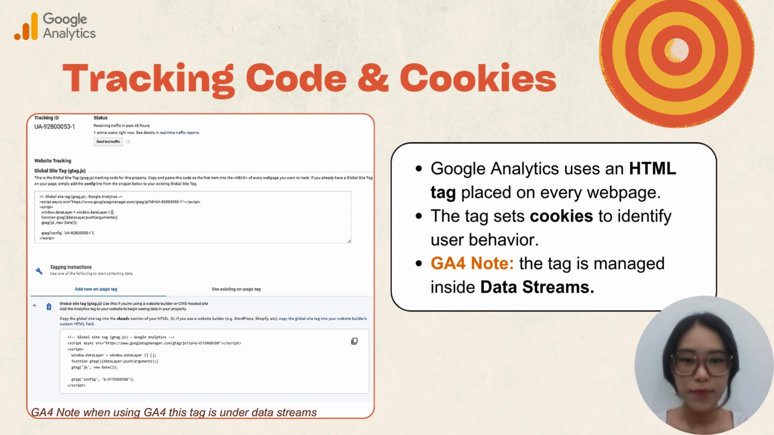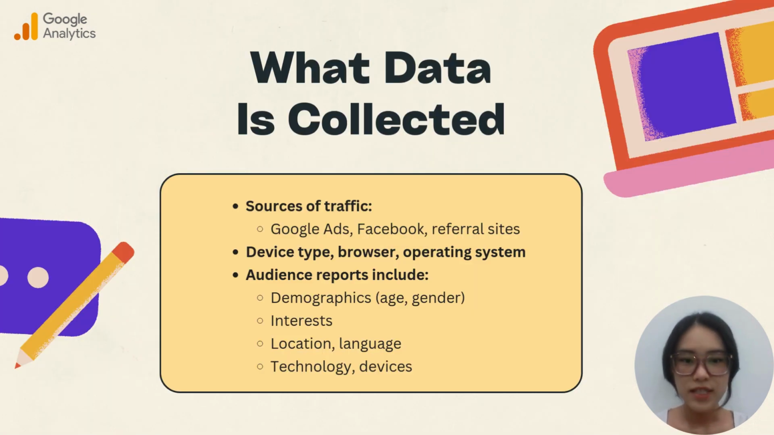Google Analytics relies on an HTML tracking tag placed on every web page. This tag sets cookies that help identify users and record their behavior. In GA4, the tracking configuration is managed through data streams, but the core principles remain the same, which is capturing user interactions accurately. So, what data is collected in Google Analytics?